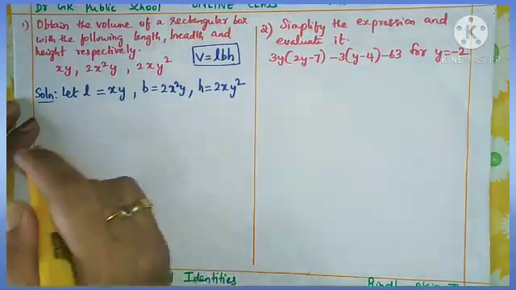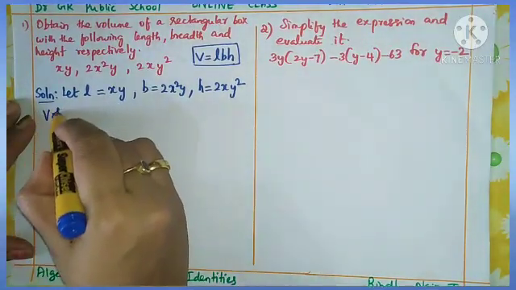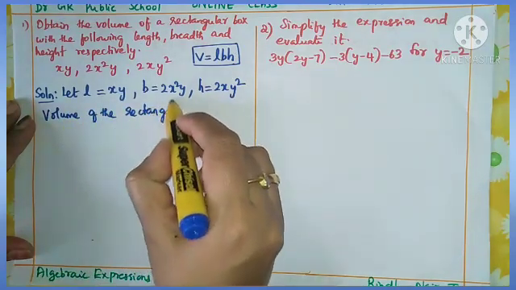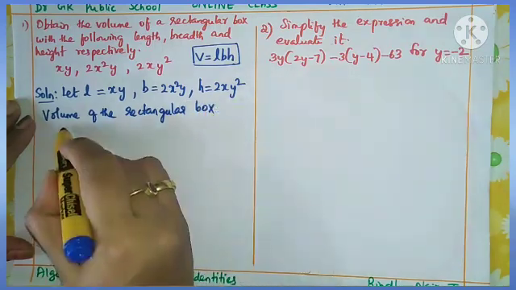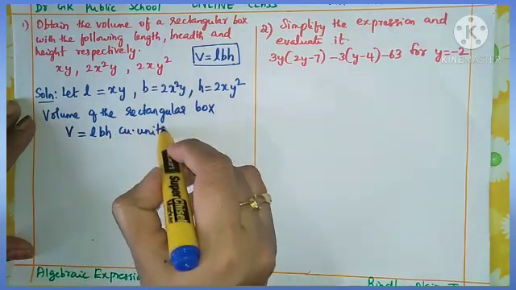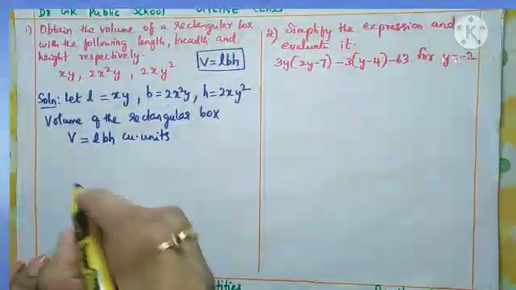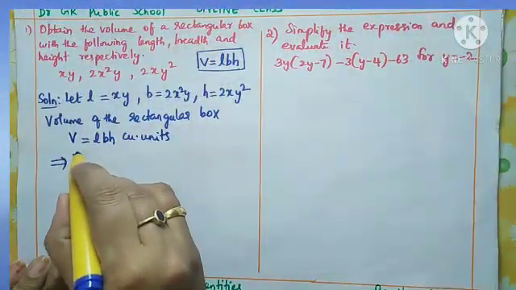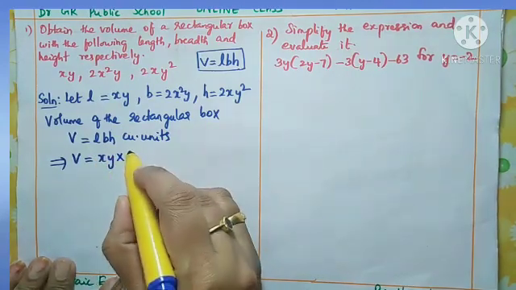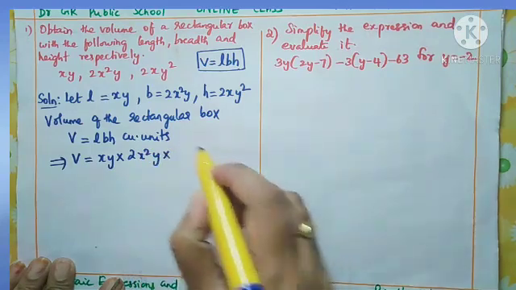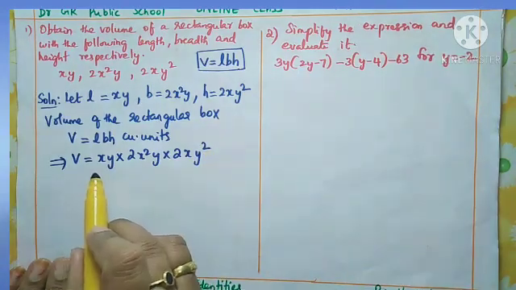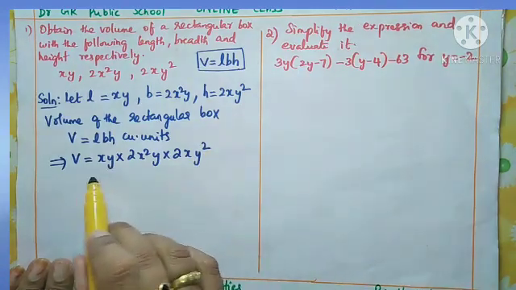Now we need to write the formula once. Volume of the rectangular box, that is V equal to LBH cubic units. So this we know earlier. Multiply all the three terms. So this implies V equal to xy, L is xy, into B is 2x square y, into H is 2xy square. So we have written all the terms using the product.